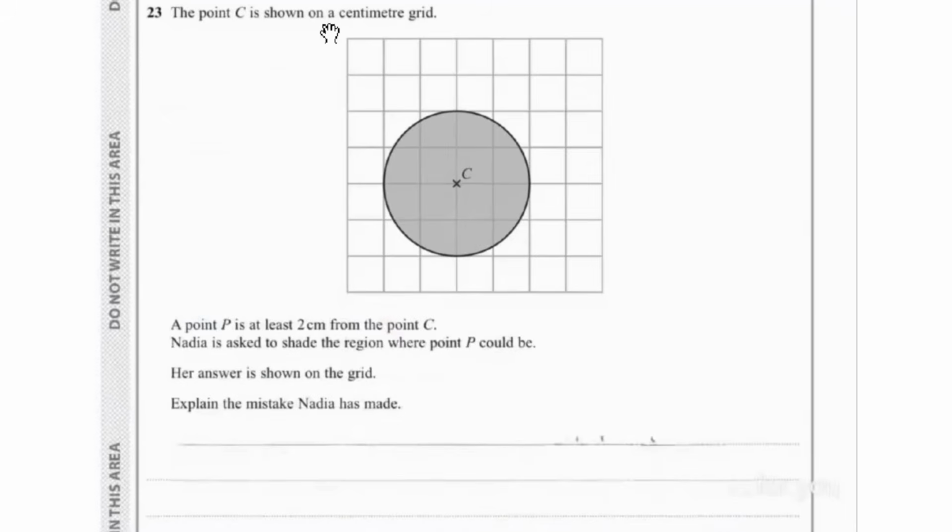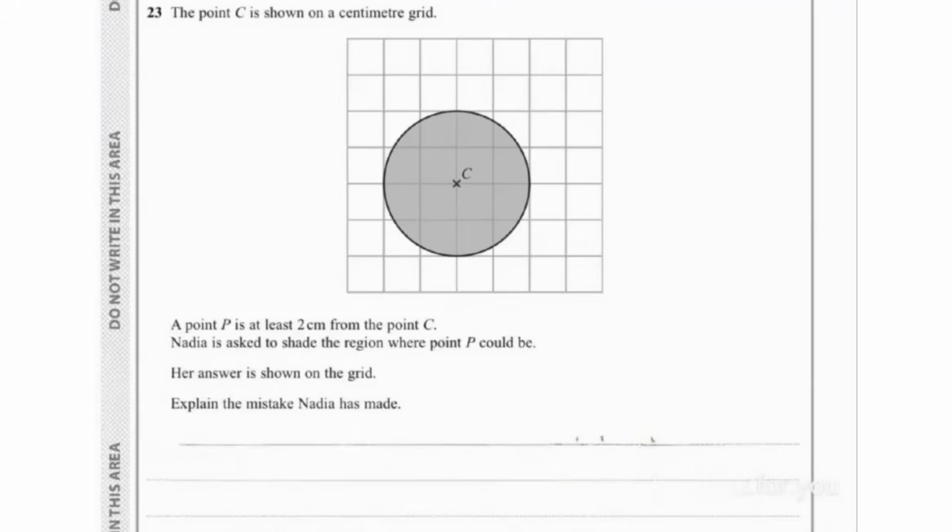Then point C is shown on a centimeter grid. A point P is at least 2 centimeters from the point C. Nadia is asked to shade the region where point P could be. Her answer is shown on the grid. Explain the mistake Nadia has made.